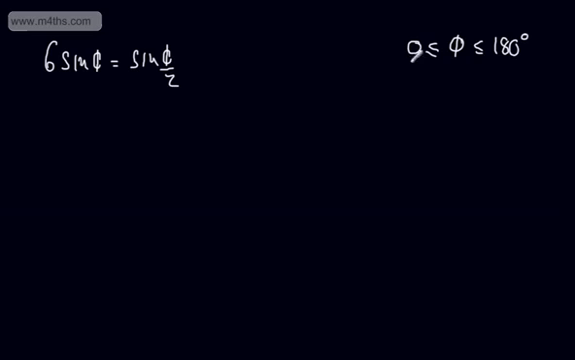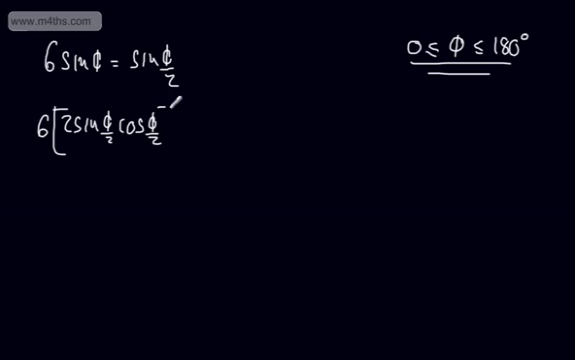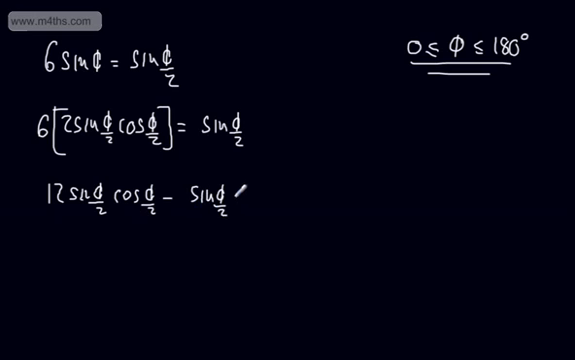So let's go ahead and get some solutions for this. Now I'm looking at this and I've got theta over 2. But what I could do with sine of theta is write this as 6 lots now of 2 sine of theta over 2 cos of theta over 2. So all I've done here is written the half angle identity for sine of theta, and that's going to be equal to sine of theta over 2. So I've got 12 sine of theta over 2 cos of theta over 2, and then minus sine of theta over 2 will be equal to 0.